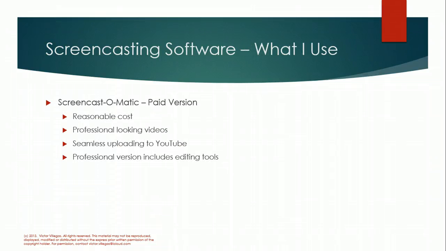So what I use is the paid version of Screencast-O-Matic. $15 a year is really not unreasonable for me. It creates professional-looking videos. I've used these videos in my grad school capstone project and for tutorials for a variety of things. You can upload the videos to YouTube, embed them into your website, or link them directly to the Screencast-O-Matic website. The professional version also includes editing tools, so you can edit the video before you publish it.